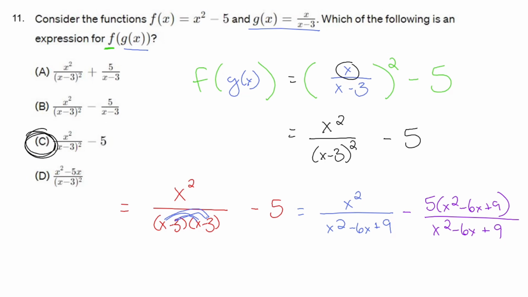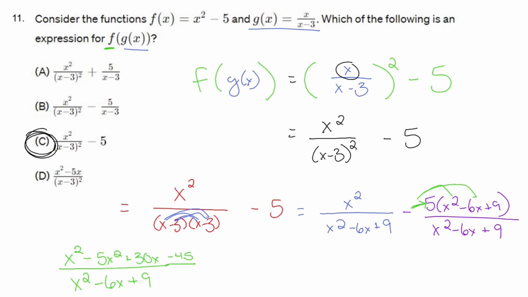So now I have x squared minus 6x plus 9 in the denominator. You are negative 5, let's not forget that. By the way, this is me combining fractions and distributing at the same time. So x squared minus 5x squared. Negative 5 times negative 6x is going to be positive 30x, and negative 5 times positive 9 is going to be negative 45.